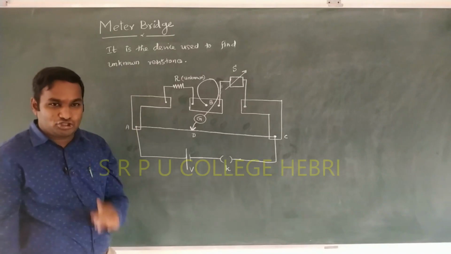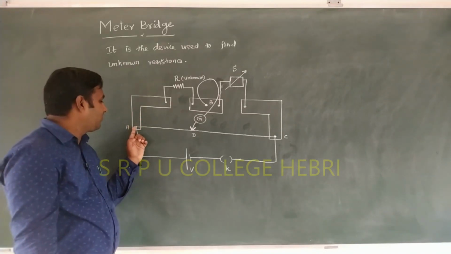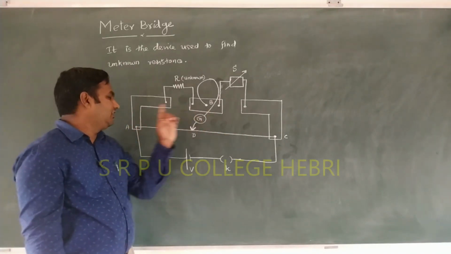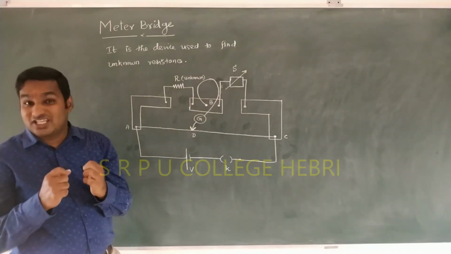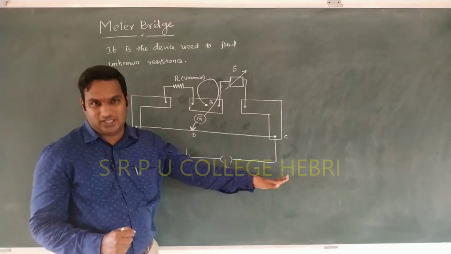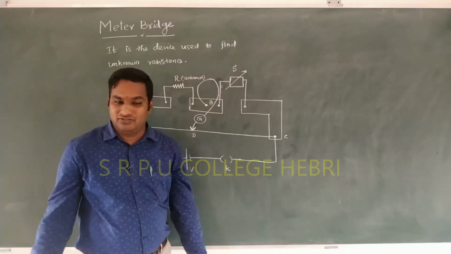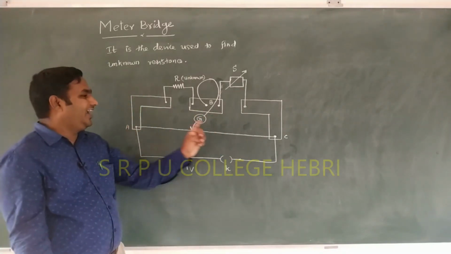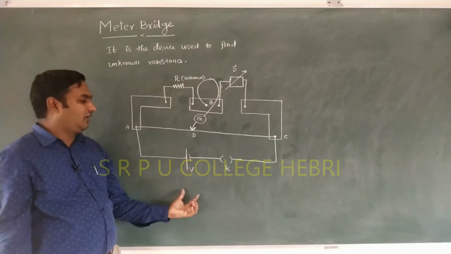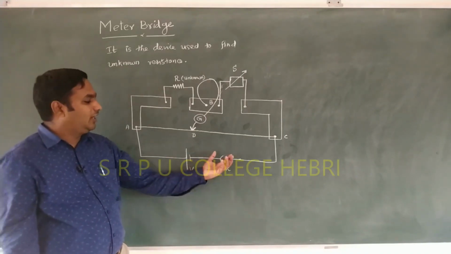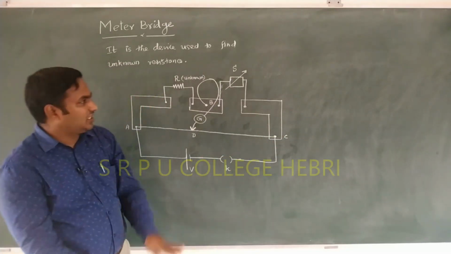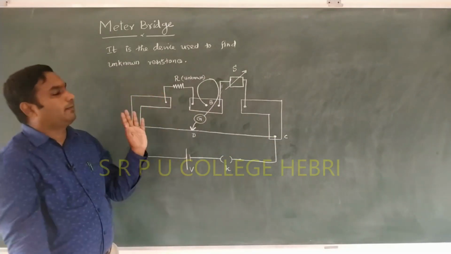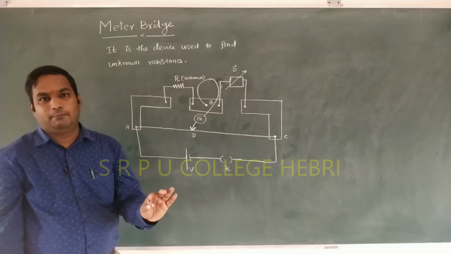The slider or jockey is the one that slides along the length of the wire from A to C. It is riding from A to C to get the balancing length. Again, corners A and C are connected to a battery of suitable potential with the help of a key, and connected to the terminal or corner C. This one is the diagrammatic representation of the meter bridge.